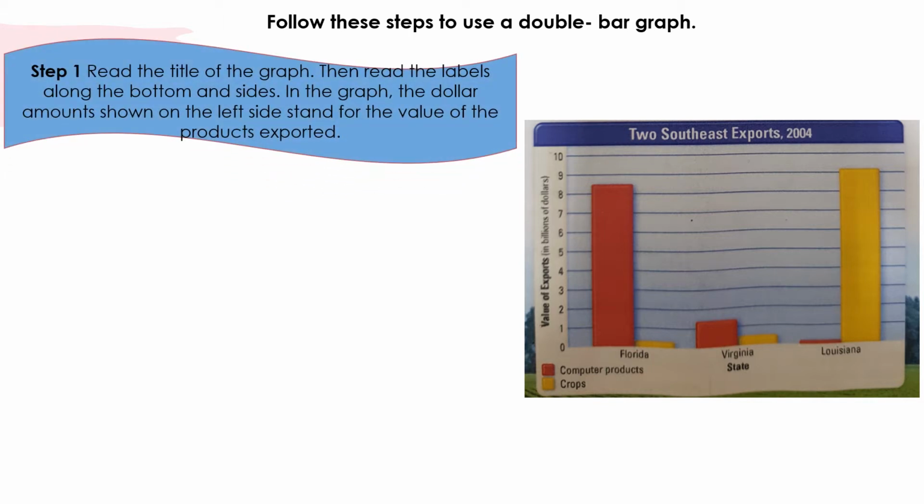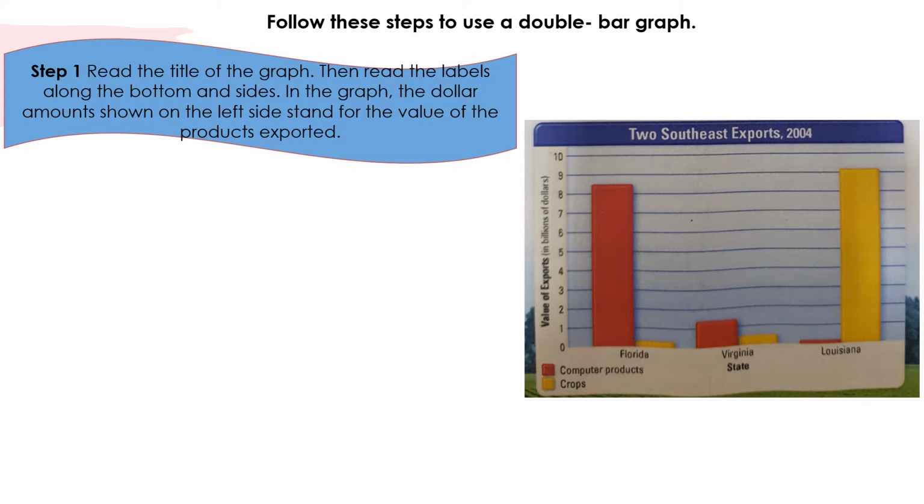Now students, to read and interpret a double bar graph effectively, let's follow these steps. Step 1, read the title of the graph. Then read the labels along the bottom and sides. In the graph, the dollar amounts shown on the left side stand for the value of the products exported.